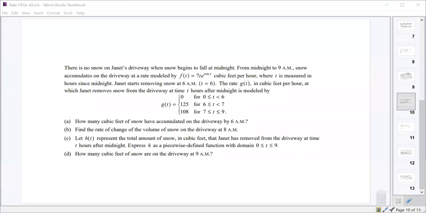Start recording. Oh, I've started recording, even though I was talking about how I needed to start recording. Exciting. So we're talking about shoveling snow here, and specifically you wanted parts C and D.